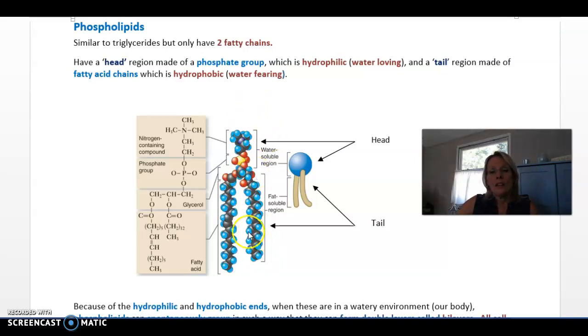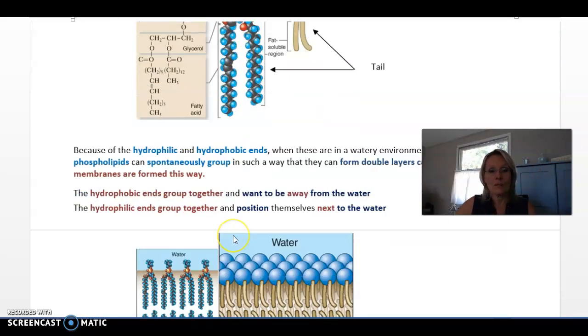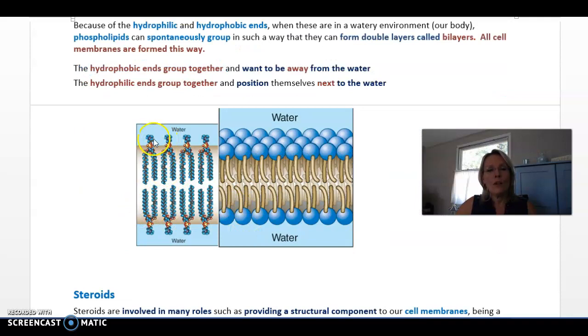So these phospholipids, if you have a whole bunch of these, say you've got 500 little phospholipid molecules, and you throw them into water, they will automatically assemble themselves in a way that allows the tails to be away from the water and the heads to be like touching the water and happy. So let's see what that looks like. So here you have 4 phospholipids, and here's another 4 phospholipids. And this is what they do when they're forming our cell membrane.